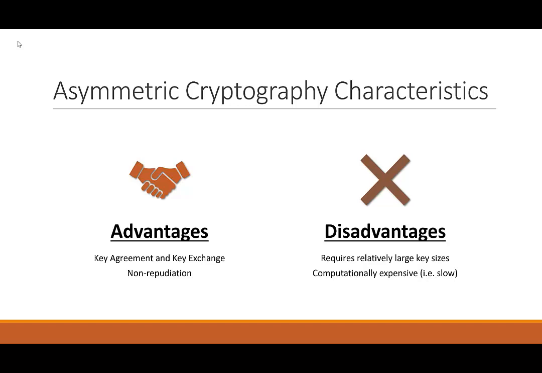And the other disadvantage is that it's computationally expensive. Since it's involved with the factoring of large prime numbers, it requires a lot of processing power to create these numbers and to do all this mathematical work. So it's going to be much slower than symmetric cryptography.